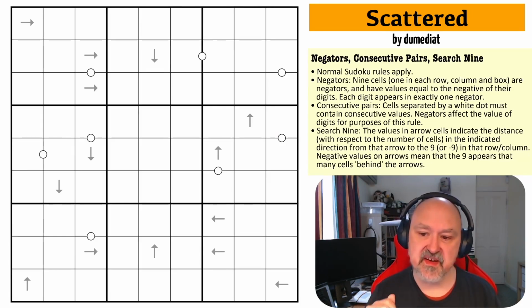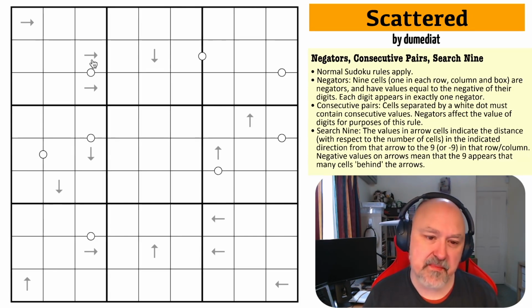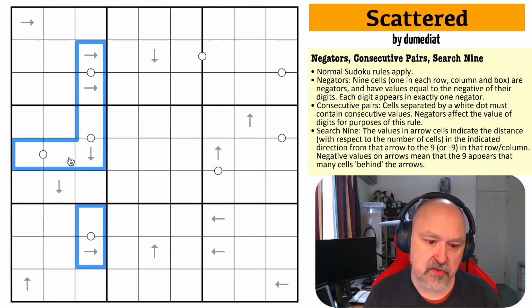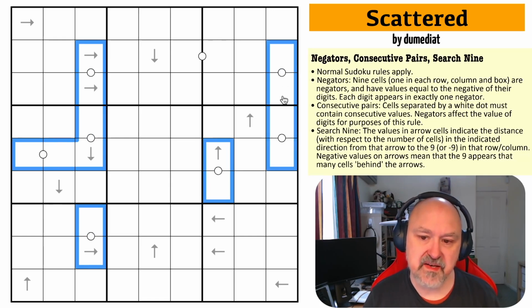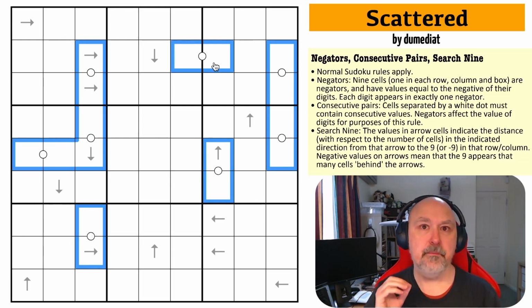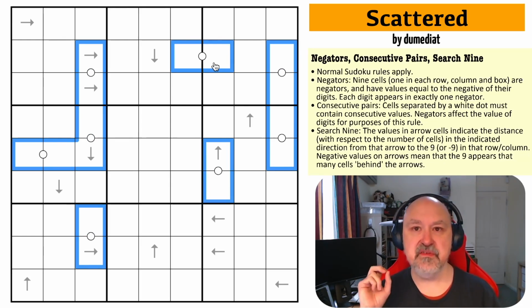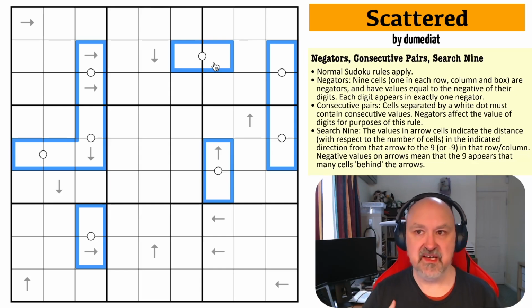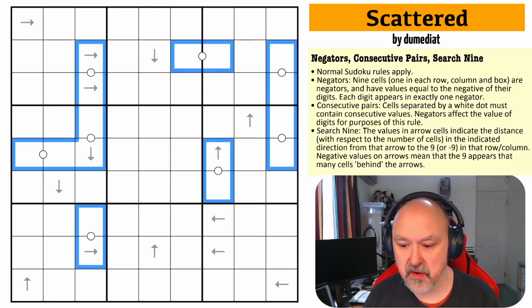Now, while it says negators affect the value of digits for the purpose of this rule, that means that I can never put a negator onto a white dot because there's only one negator in each row, column, and box. And because of that, I can never have a positive digit be consecutive with a negative digit, because a -1 is not consecutive with 2, and a -2 is not consecutive with 1, and a -3 is not consecutive with any positive digit. It just doesn't work. So these are not, I'm going to use grey for not negators. None of those digits can be negators.